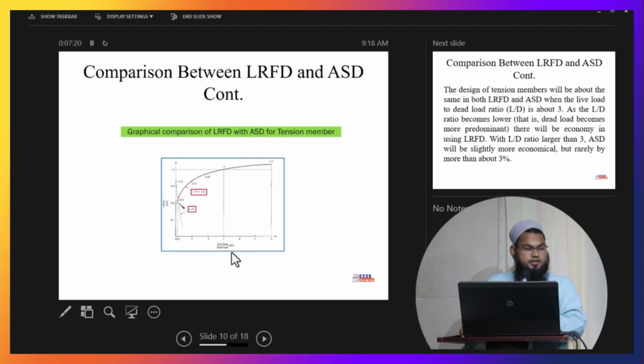When the live load by dead load ratio is 3, then the LRFD and ASD methods give the same design. When the live load by dead load ratio is less than 3, then the LRFD method is more economical, and when the live load by dead load ratio is greater than 3, it is slightly more economical in ASD design, but it's limited to 3% only.